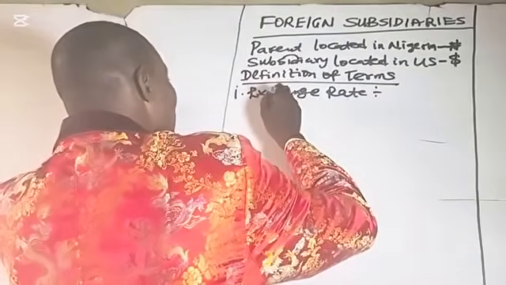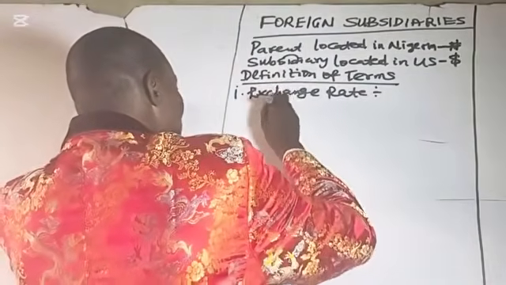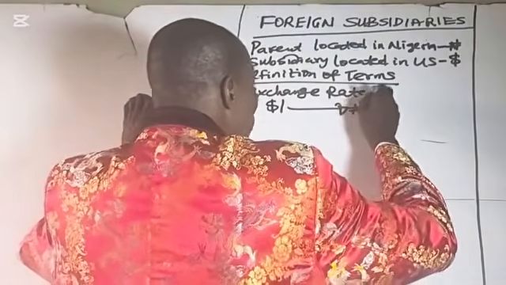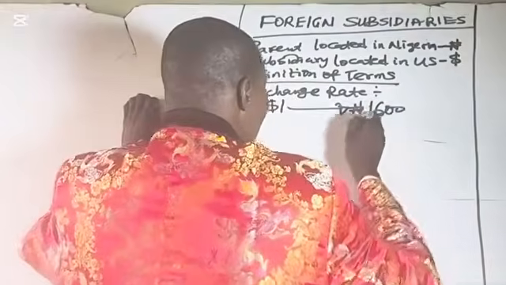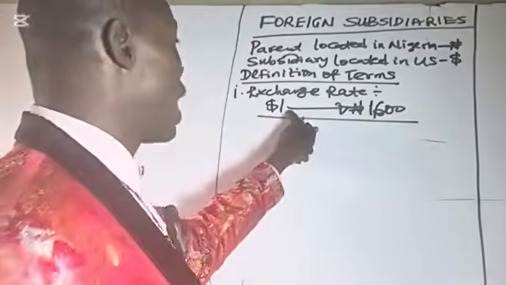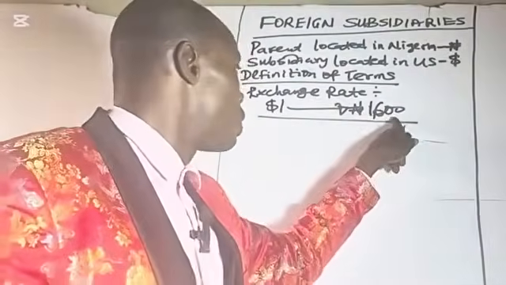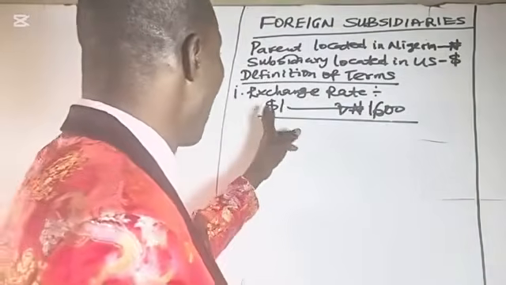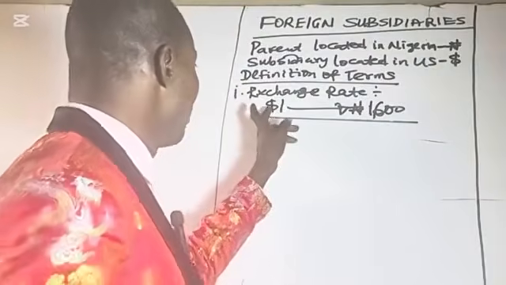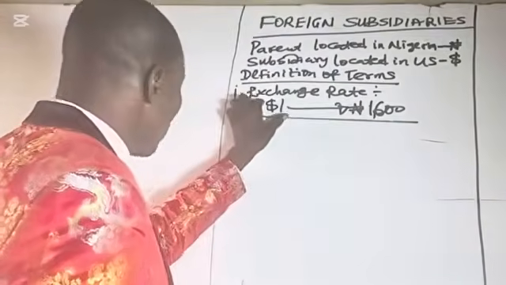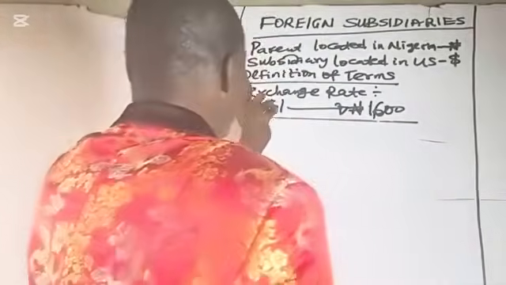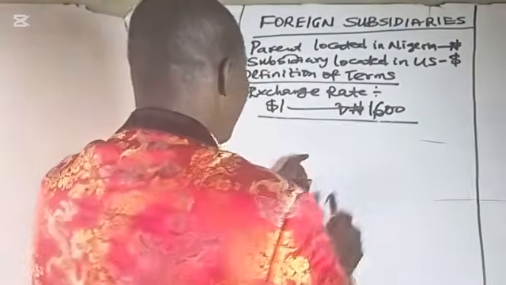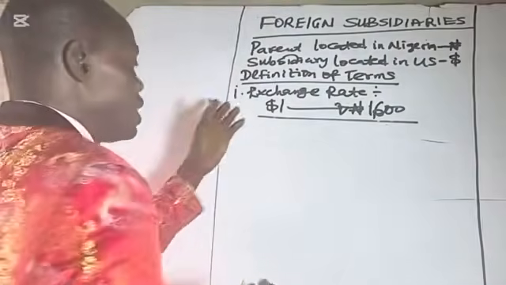If a dollar can be exchanged for 1,600 naira, that means the rate of exchange is $1 equals 1,600 naira. So if the value of the transaction is $100 and you want to translate it to naira, you have 100 times 1,600. That will be 160,000 naira. So that is exchange rate.